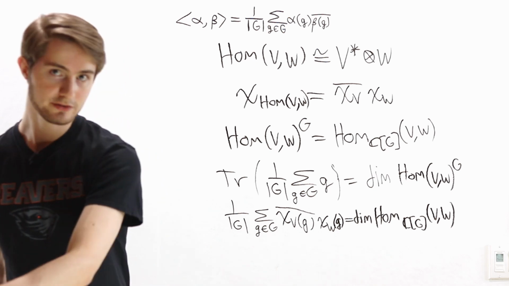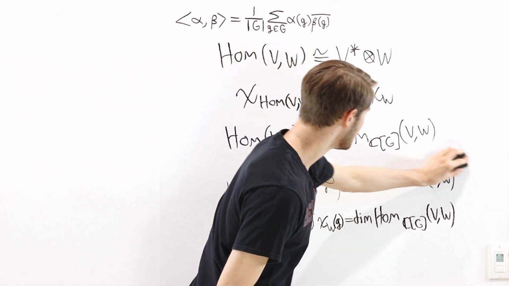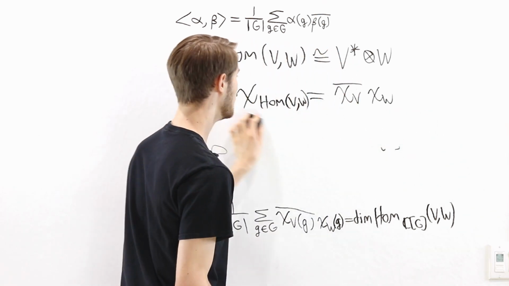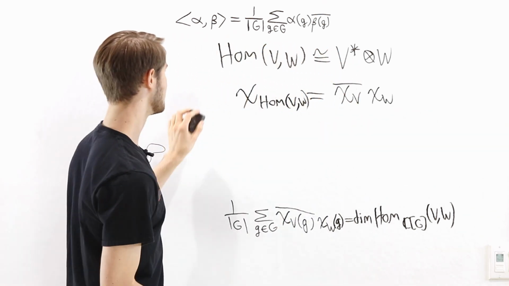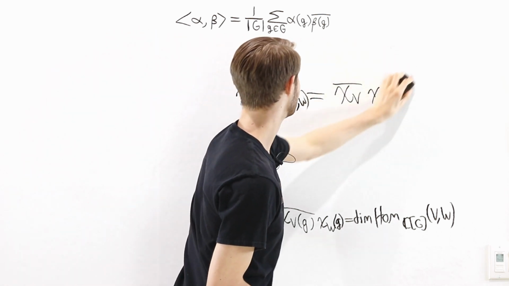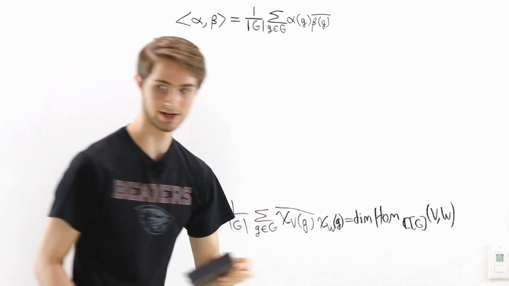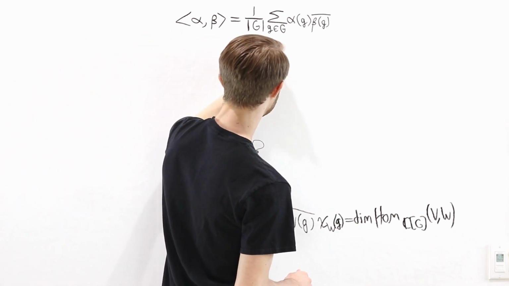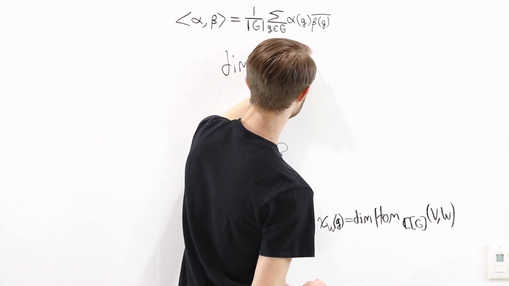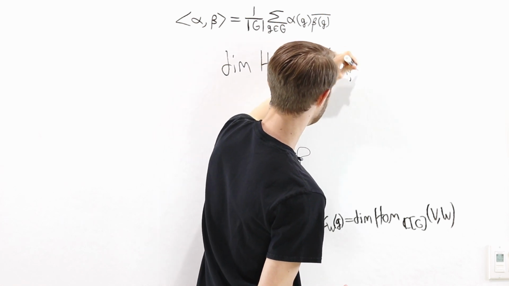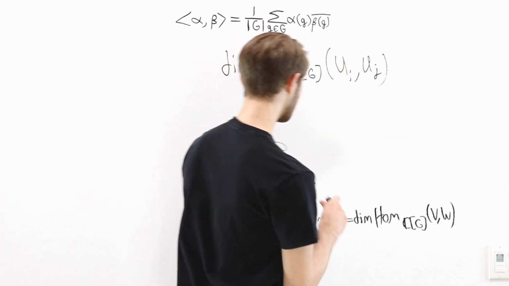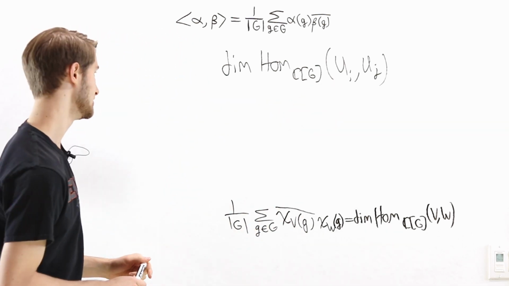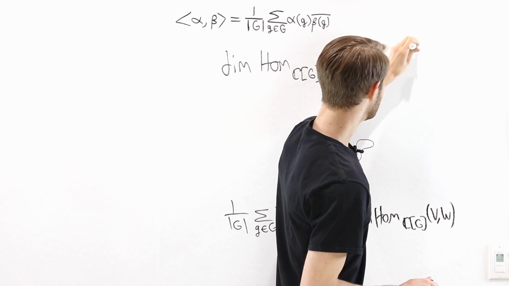And we can get a little more information about this if we consider only the irreducible representations, because we know what the dimensions of these homomorphism spaces are between irreducible representations. So let's take a look at that now. What is the dimension of Hom_CG from U_i to U_j, where the U_i index all of the irreducible representations of G? Well, we have two cases.